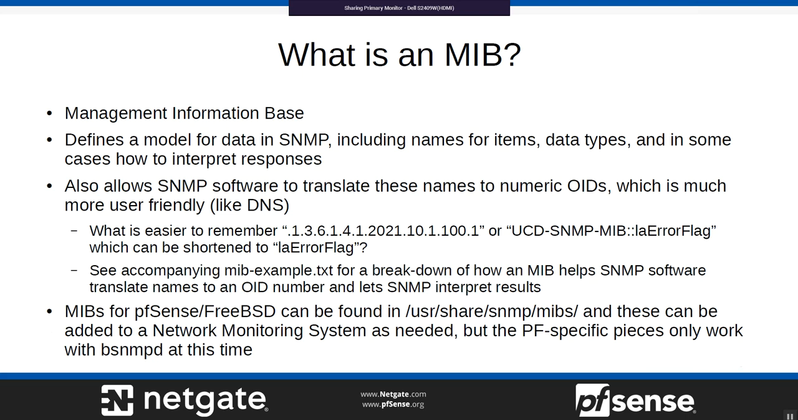The MIBs for pfSense and FreeBSD can be found in /usr/share/snmp/mibs, and those can be added to your network monitoring system as needed. You can just grab the text files from there and then load them up into your network management system or whatever SNMP software you are using. Or if you're going from FreeBSD, I'll try to show an example of how that works in a minute too. There are some PF-specific pieces, but they only work with bsnmpd at this time, and I'll go into a little bit more detail on that in a moment.